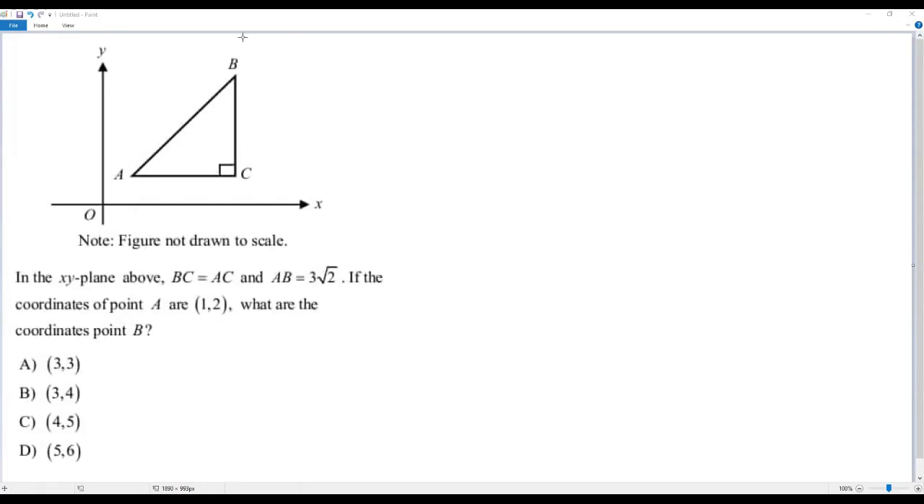Here we have an SAT math problem. Okay, let's go to the question. In the xy plane above, BC equals AC and AB equals 3 times square root of 2. If the coordinates of point A are (1, 2), what are the coordinates of point B?